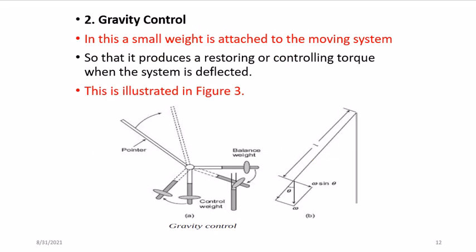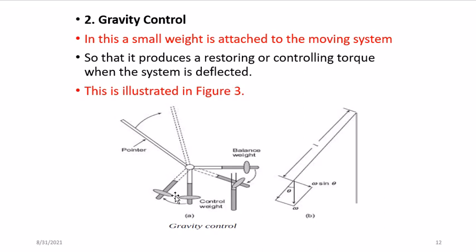The second one, as I told you, is that we can use gravity for providing the control torque. In this, a small weight is attached to the moving system. As we know, whenever you have a weight, it is attracted to the ground due to the force of gravity, so this weight will produce a restoring controlling torque. That is a torque opposite to the deflecting torque whenever you apply your signal and create the deflection. And this is illustrated here.